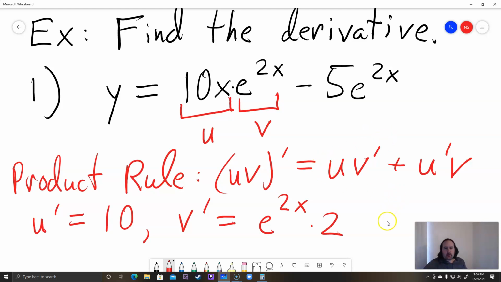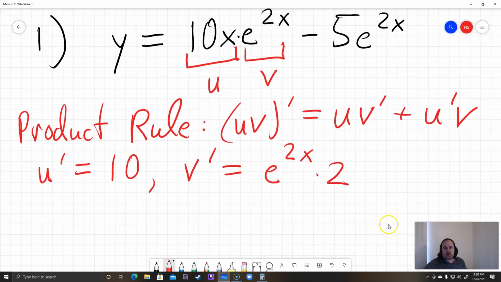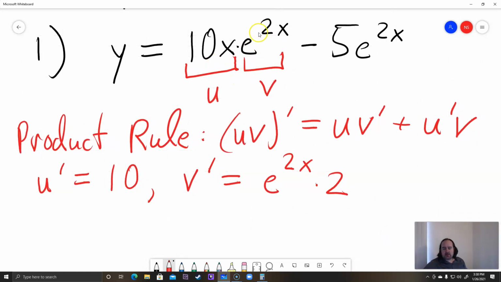So for our product rule, we need our u and our v, which I labeled here, and then we calculated u prime and v prime. Instead of writing e to the 2x times 2, we can write 2e to the 2x. So v prime equals 2e to the 2x.